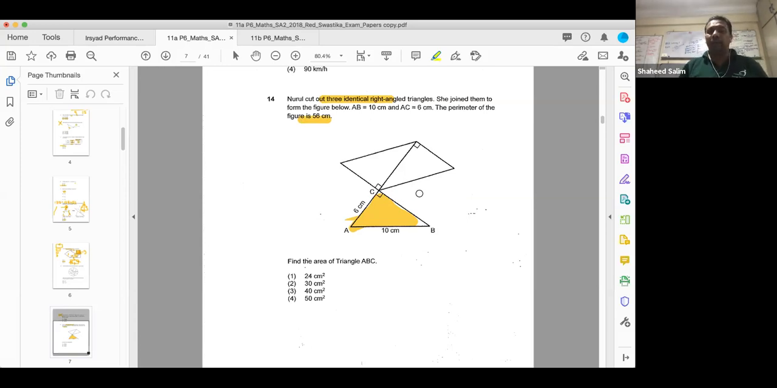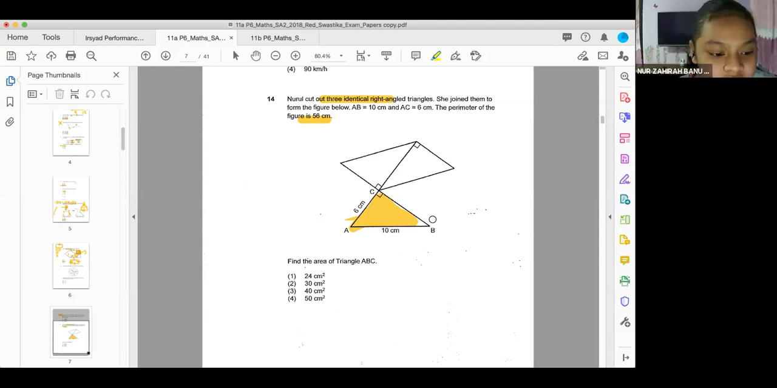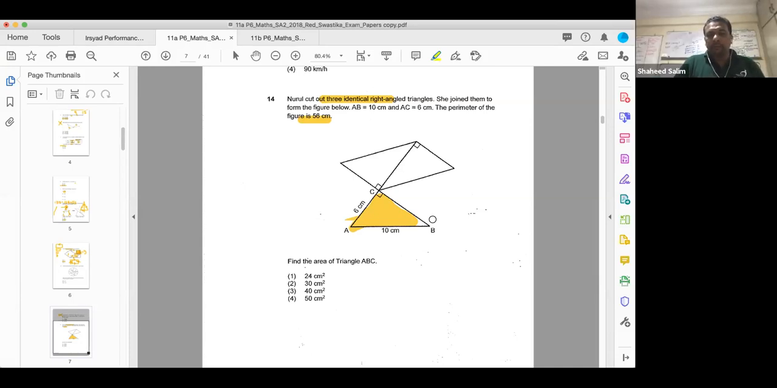They give you everything. This one is 10, this one 6, this one 6, this one 10, this one we don't know. So they give you the perimeter, find out what this is. Then you can do it. Do you find out how much it is? Is it 30? How much is this?